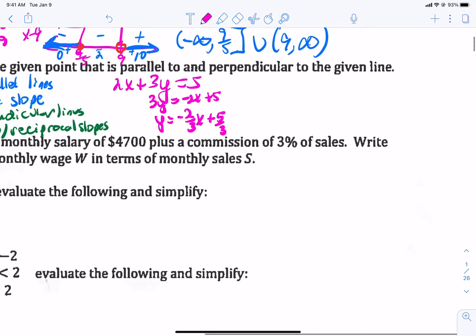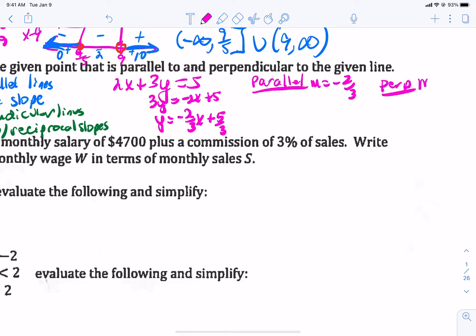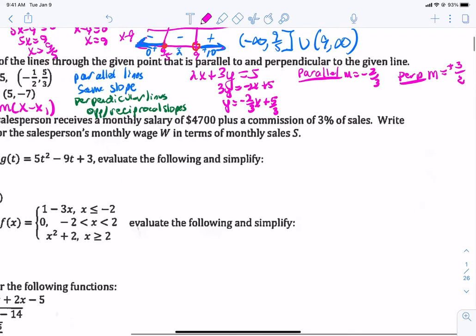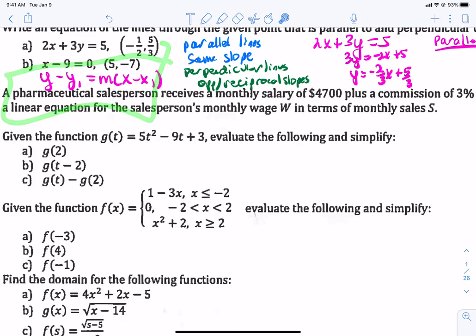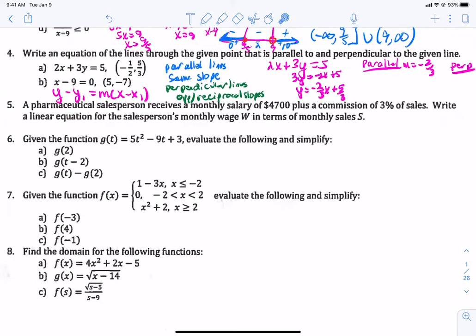So for the parallel, we're going to use a slope of -2/3. For the perpendicular, we're going to use the slope that is the opposite sign of that, so positive, and the flip of that. So instead of 2/3, we're going to use 3/2. Now we're still going to use that same point, -1/2, 5/3, in the formula that I wrote down right here. Y minus y1 equals m times x minus x1.